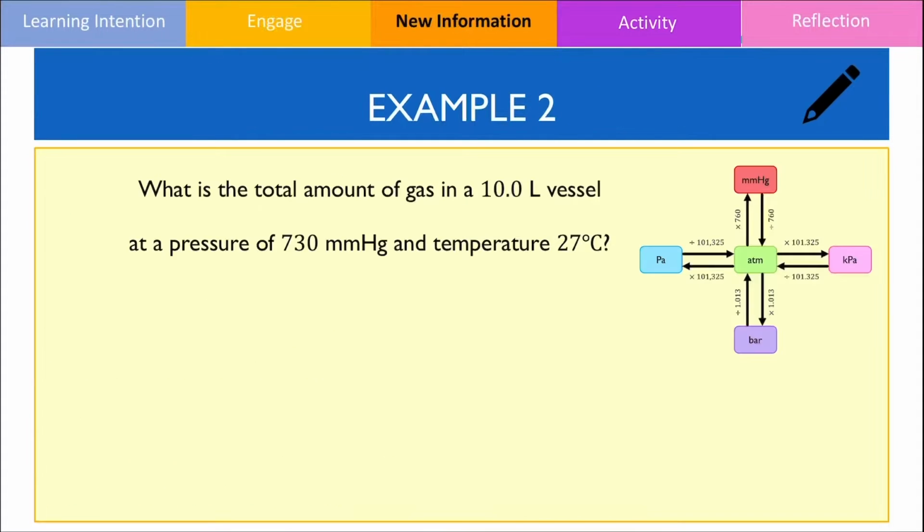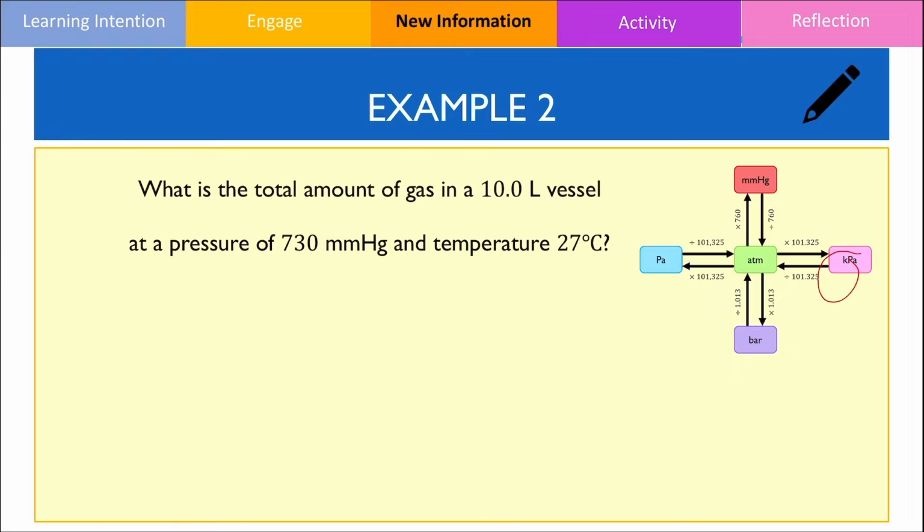In this second example, we need to find the total amount of gas in a 10 liter vessel at a pressure of 730 millimeters of mercury and at a temperature of 27 degrees Celsius. Like with the other question, we should always inspect the known values given to us and convert the values when appropriate to the correct units. In this question, pressure and temperature are not in the correct units. In order for us to use the formula PV equals nRT, pressure needs to be expressed in kilopascals.